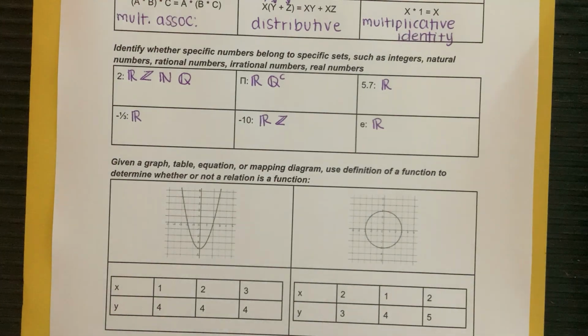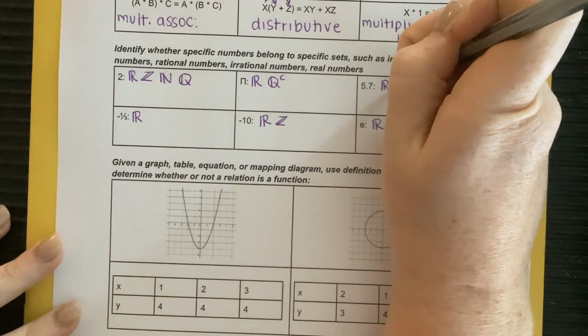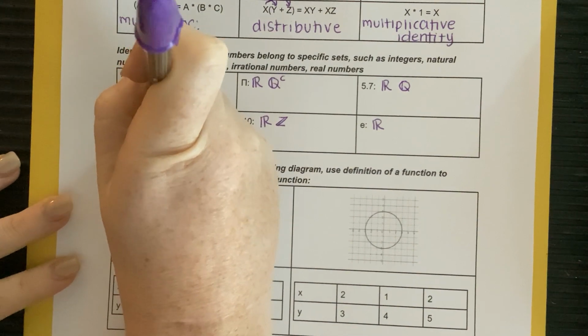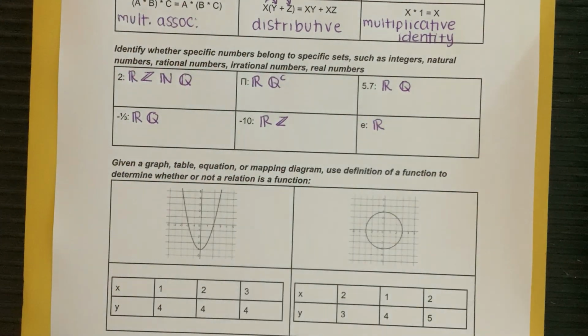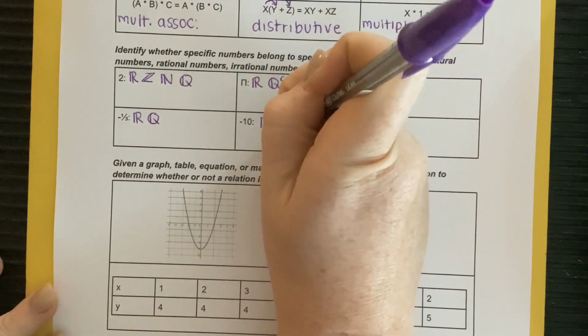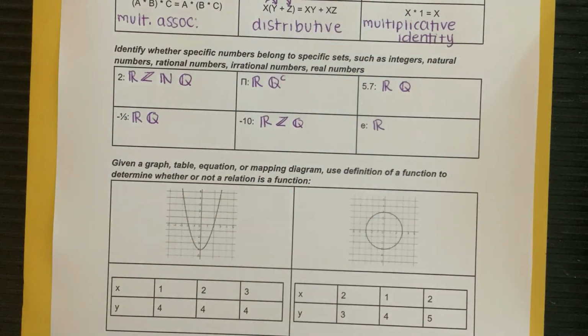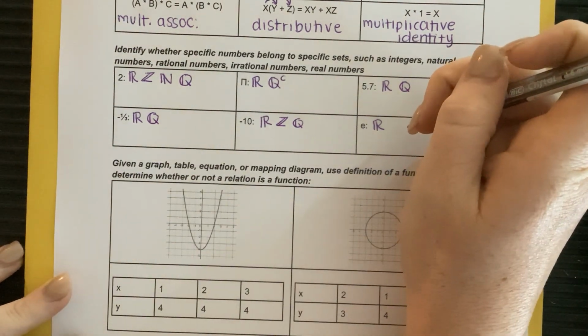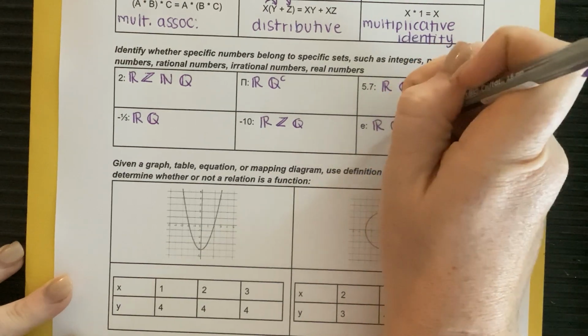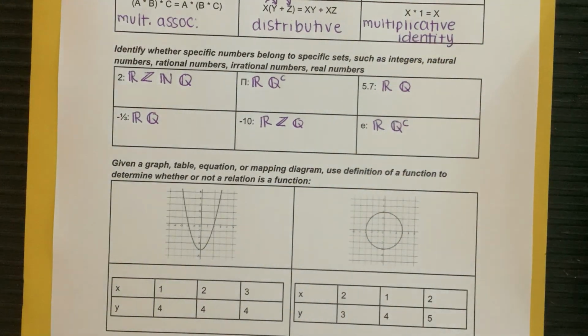5.7, we can write that as a ratio, so this is a rational number. Next one, negative 1/3, that's already written as a ratio, so obviously that is a rational number. Negative 10, we can write as 10 over 1. That's a rational number. And e is Euler's number. I talked about that in the last video a little bit. It's like 2.7, something like that. So that is an irrational number. Okay? So they're good with that.